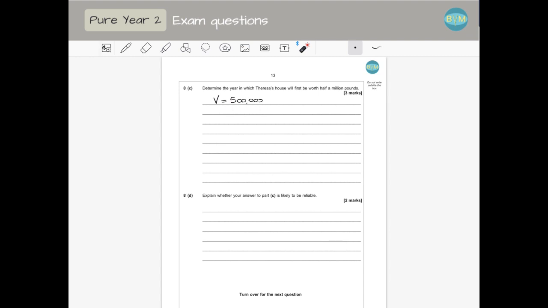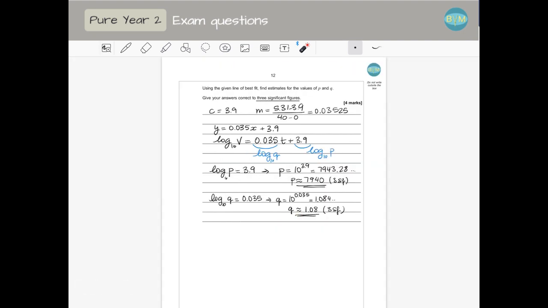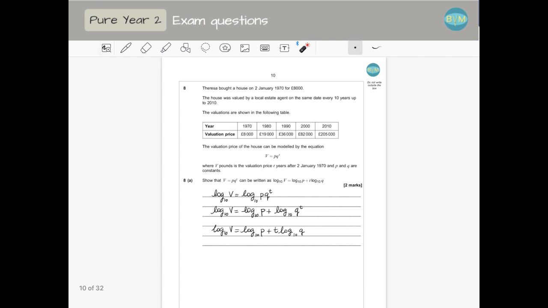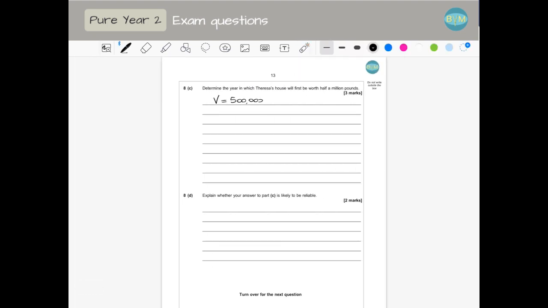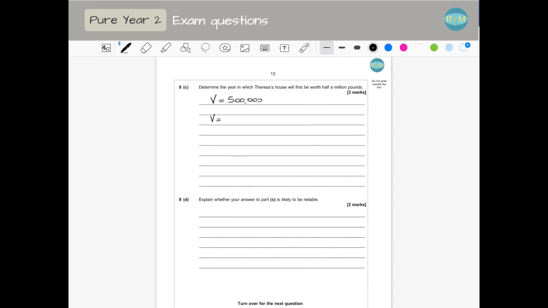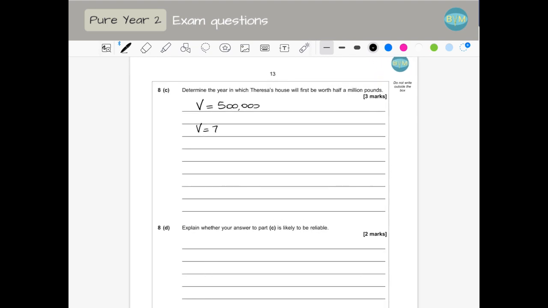So we have an expression. Thanks to finding P and Q, we can write an expression for V. It comes from here. So V is P times Q to the power of T. So we are going to use that expression. V is P, and P was 7,940, times Q, that was 1.08, to the power of T. So we want to know when this is greater than 500,000. So we are going to make it equal to 500,000 to see when that happens.